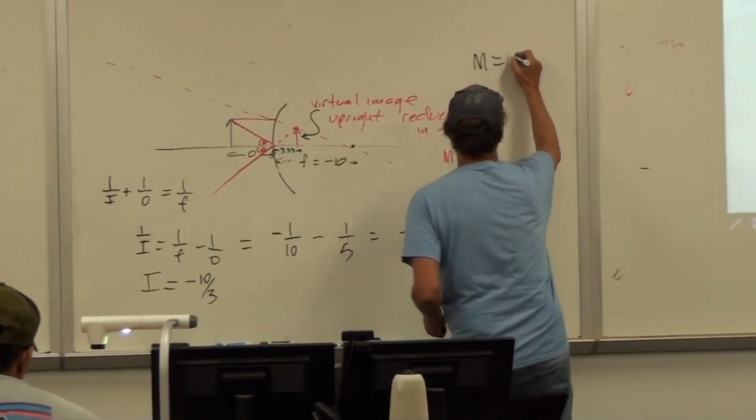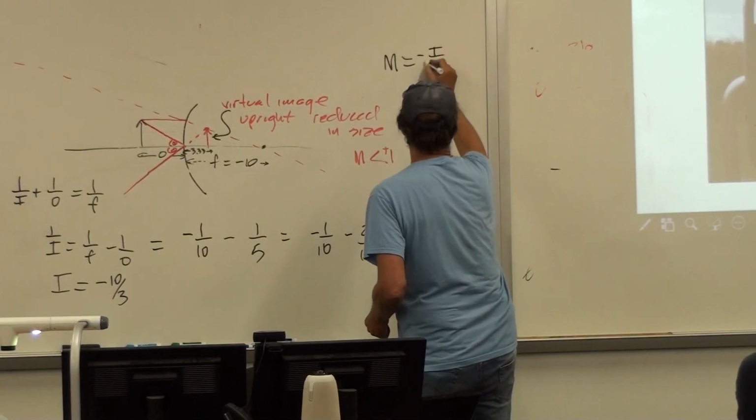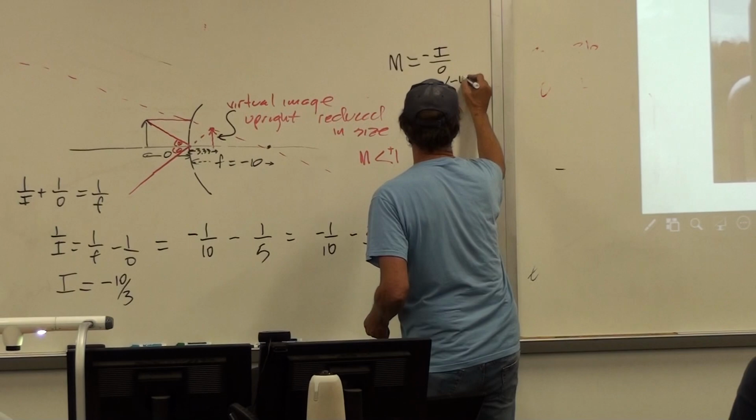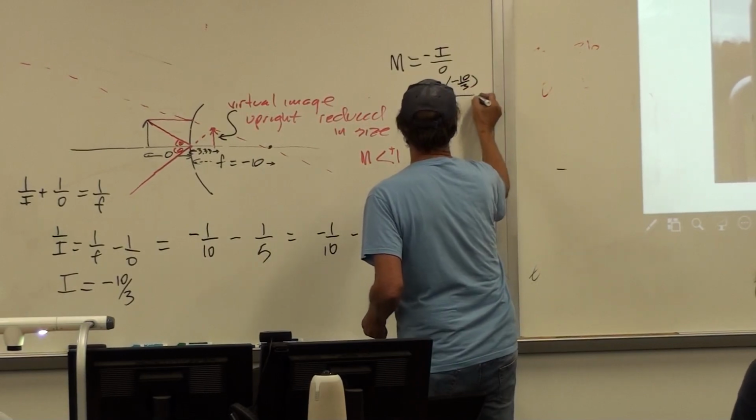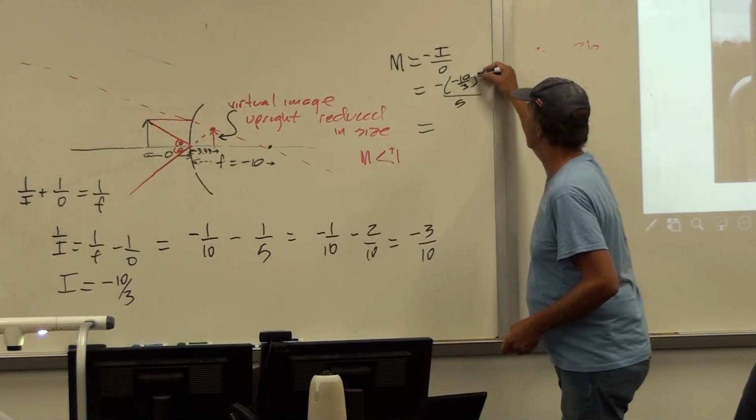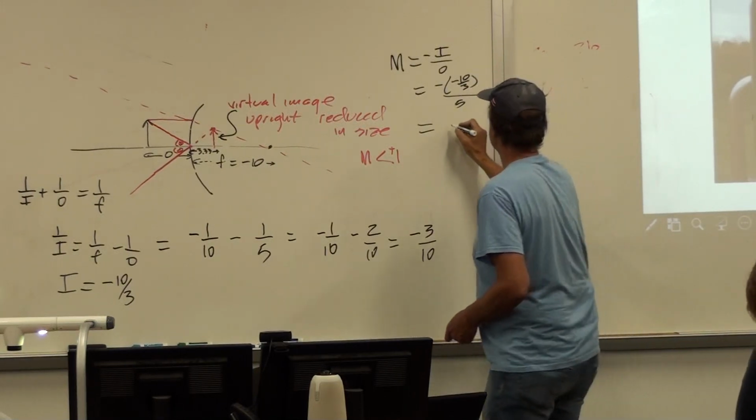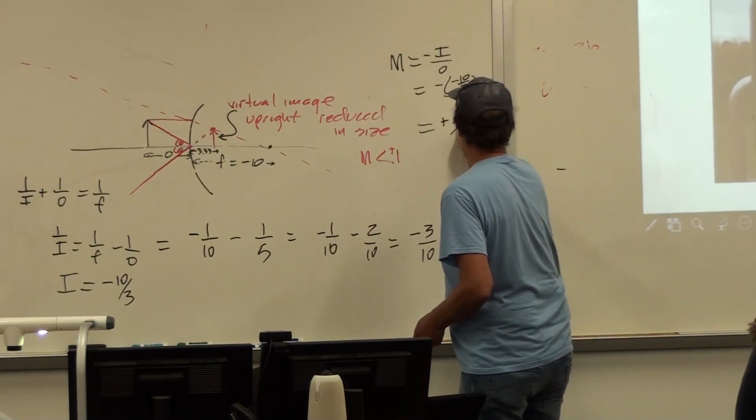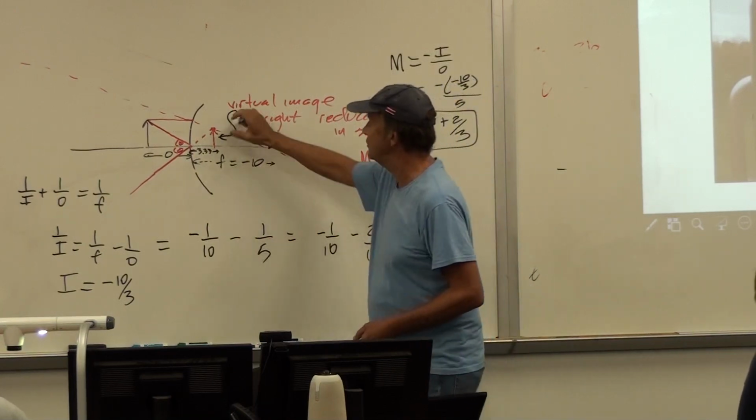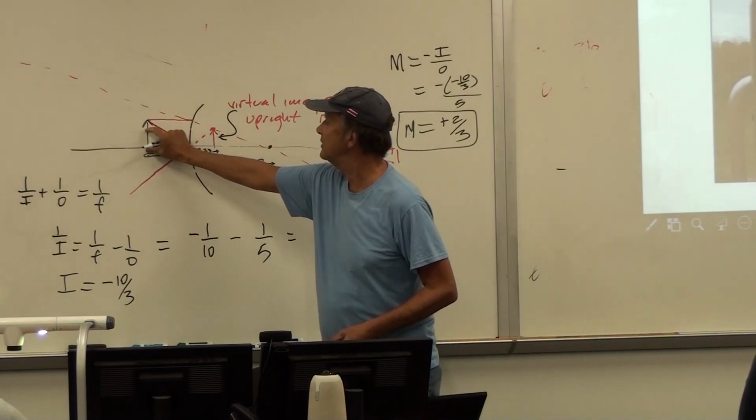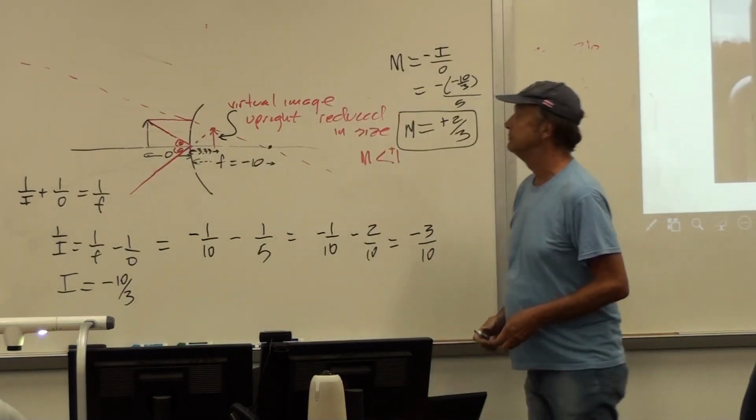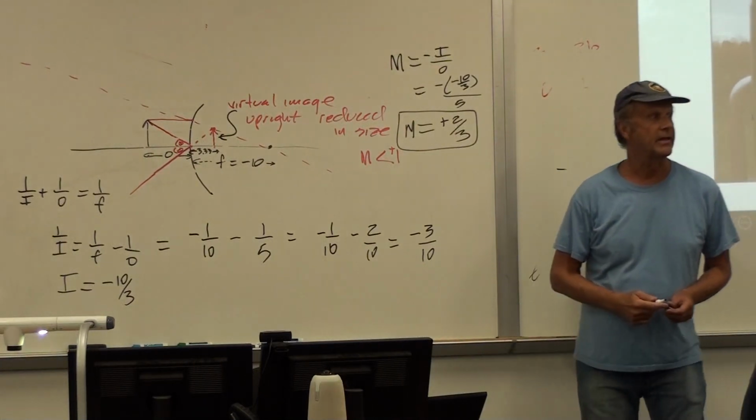So the m then is minus I over O, so that's minus a negative 10/3 divided by 5. So that's going to be plus 10/5 divided by 3, or plus 2/3. So the magnification is reduced in size, only about 2/3 the original size, and is upright. Any questions about that?